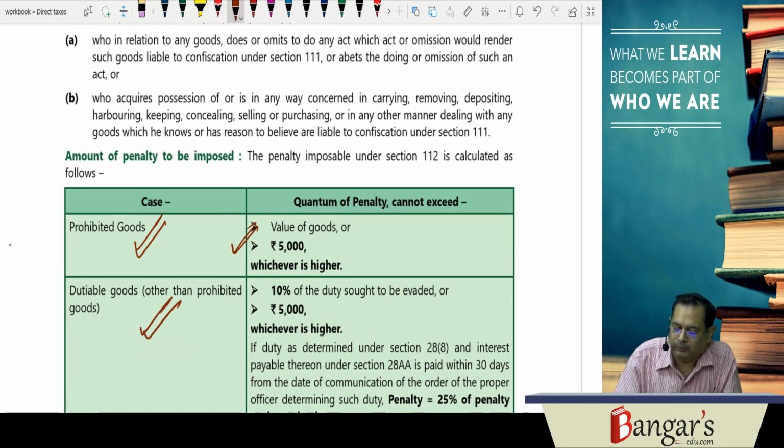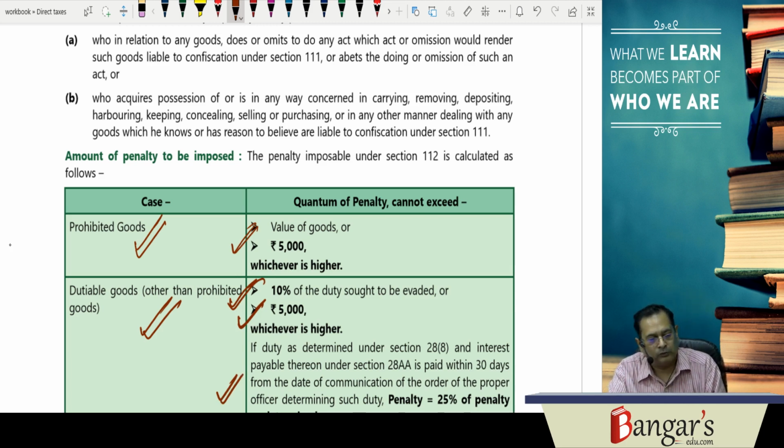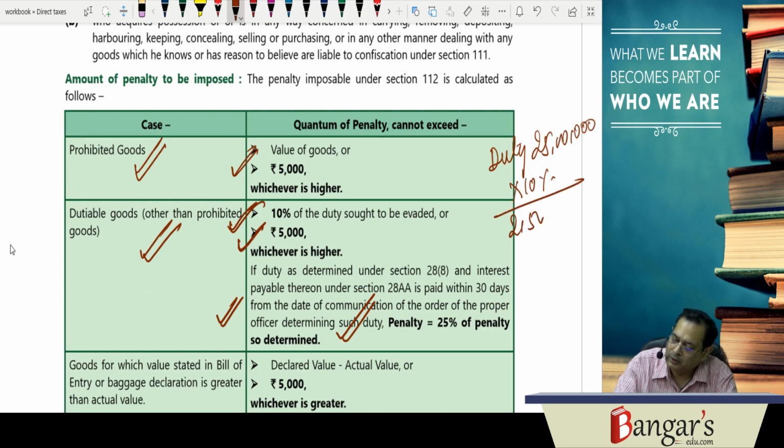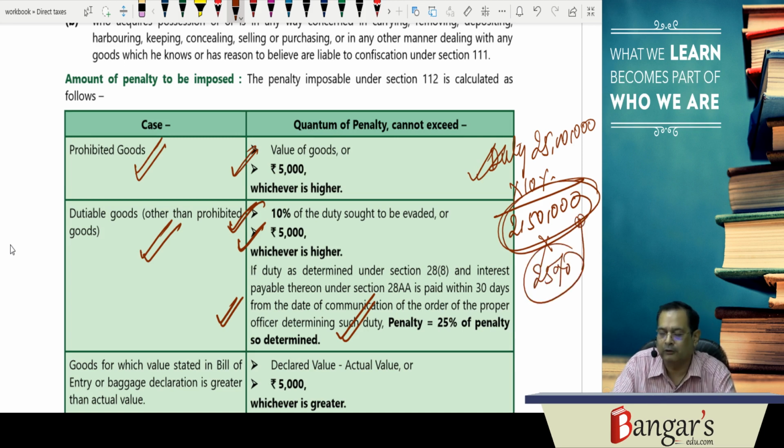In case of dutiable goods, the penalty will not exceed 10% of the duties sought to be evaded, or 5,000 rupees, whichever is higher. But if you pay the duty amount along with interest and penalty within 30 days from the date of communication of the order, then the penalty will be 25% of the penalty so determined. So if the duty amount is 25 lakh rupees, the maximum penalty in case of dutiable goods can be 2,50,000 rupees. But if you pay the duty along with interest and penalty within 30 days, the penalty will be 25% of 2,50,000.